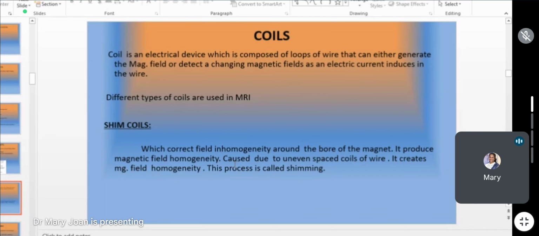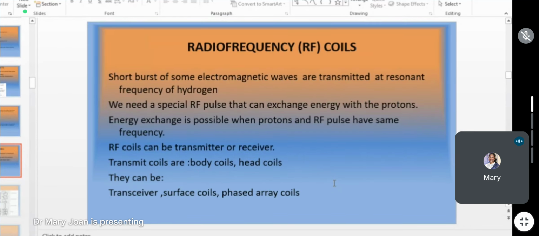Shim coils correct field inhomogeneity around the bore of the magnet. They correct the magnetic field inhomogeneity caused by unevenly spaced coils of wire. They create magnetic field homogeneity, and the process of achieving magnetic field homogeneity is called shimming.